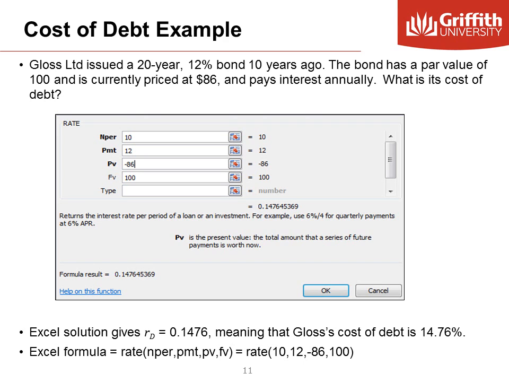So because it's a discount bond, we know that the yield, or RD, should be higher than the coupon rate. In Excel, we use the rate formula to solve for RD to be 14.76%. Note that we don't use 20 years as our number of periods, we use the remaining 10 years because the bond price is based on the remaining years to maturity.